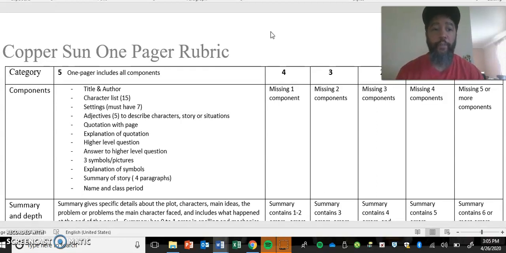So your components, your categories, your one pager, you have to have the title and the author somewhere on the paper. You have to have a character list. You can write it anywhere. You can write it all in one line. You can write it in columns, however you want, but you need to write down 15 characters. You can easily write down 15 characters for Copper Sun.